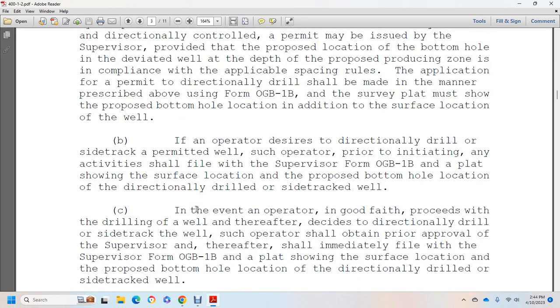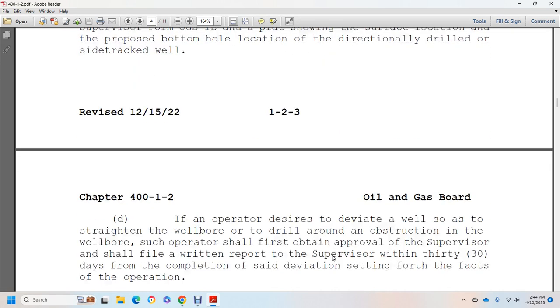In the event an operator in good faith drills a well but thereafter desires to directionally drill or sidetrack the well, the consent of the operator shall be obtained prior to approval of the supervisor. Thereafter, the operator shall immediately file with the supervisor form OGB 1GB with the plat showing the surface location and the proposed bottom hole of the directionally drilled or sidetracked well.